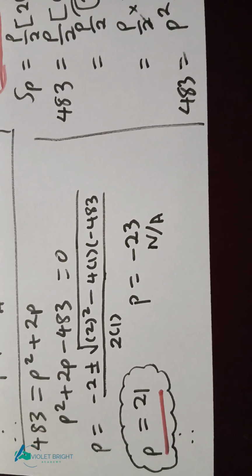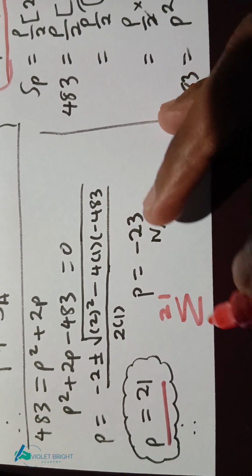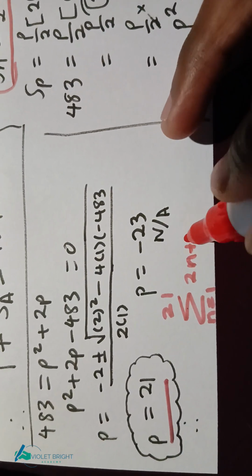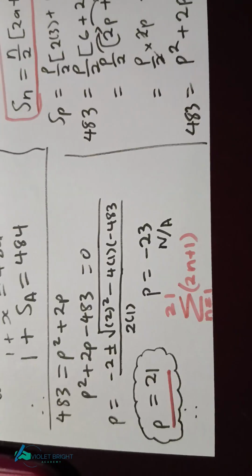So basically, this sigma notation is the sum from n equals 1 to 21 of 2n plus 1. Basically, it is something like this.